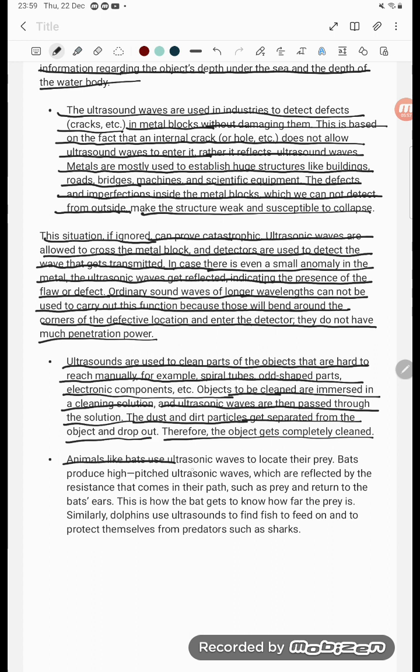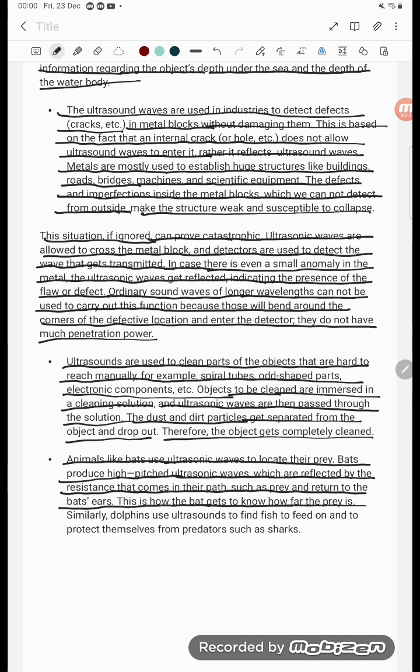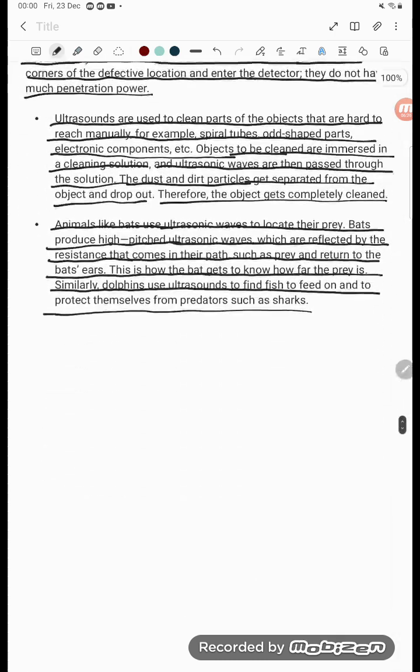Animals like bats use ultrasonic waves to locate their prey. Bats produce high-pitched ultrasonic waves which are reflected by any obstacle that comes in their path, such as prey, and return to the bat's ear. This is how the bat gets to know how far the prey is. Similarly, dolphins use ultrasound to find fish to feed on and to protect themselves from predators such as sharks.